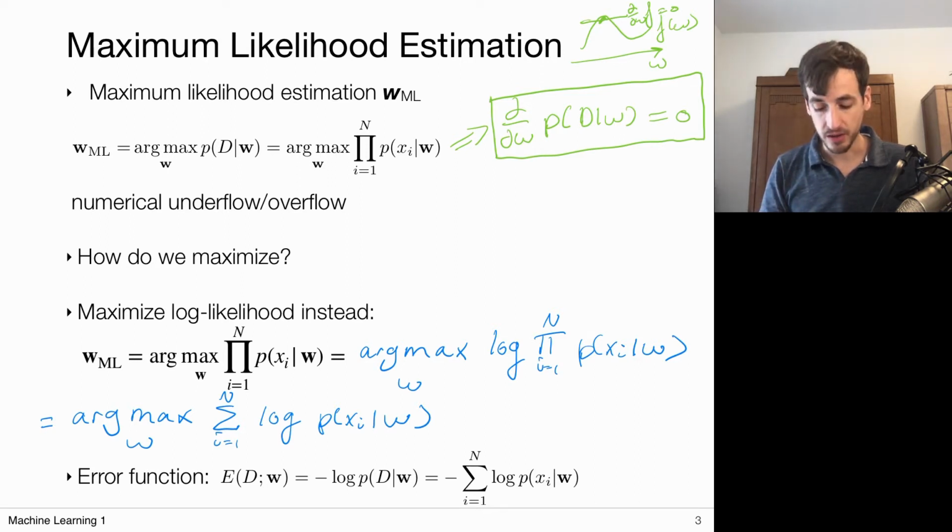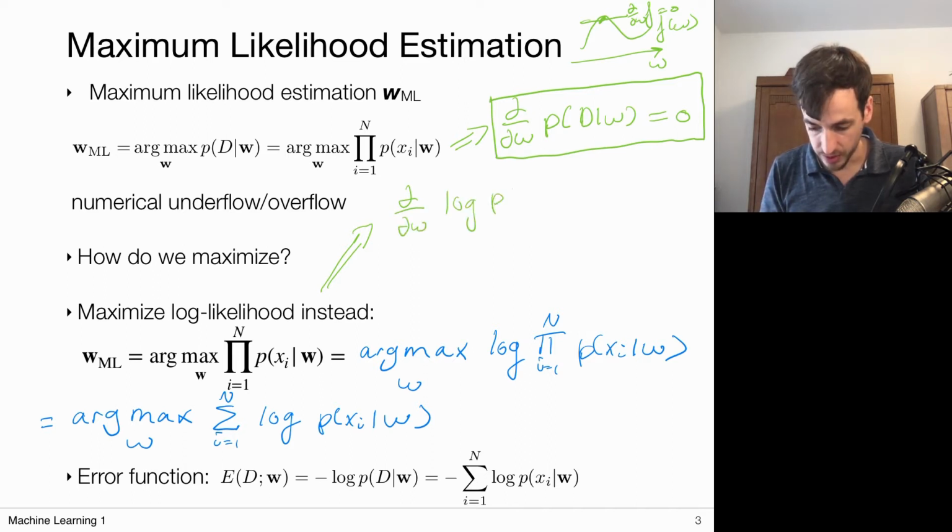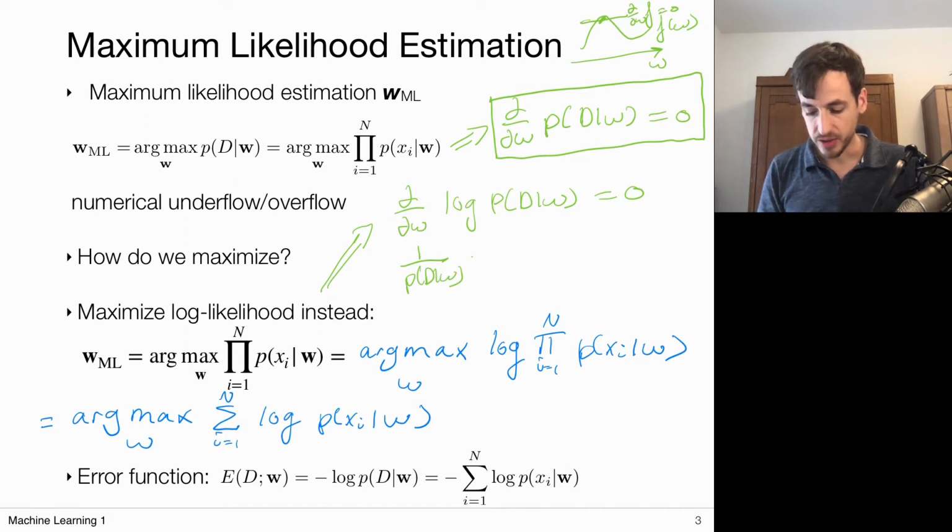Now let's consider the optimization of the log likelihood. This tells us that we have a criterion that the derivative with respect to w of the log of the likelihood has to be 0. Now let's use the chain rule here. Let's write this out. The derivative of the log gives me 1 over the thing inside the log times the derivative of the thing inside the log, which is the likelihood.